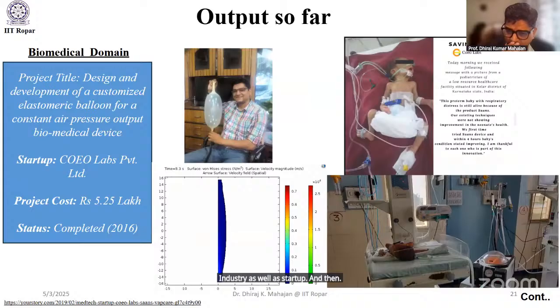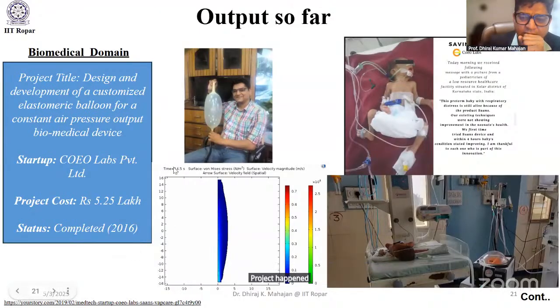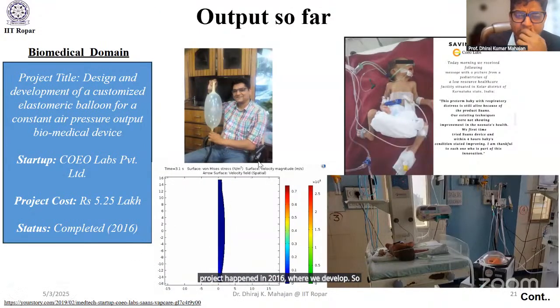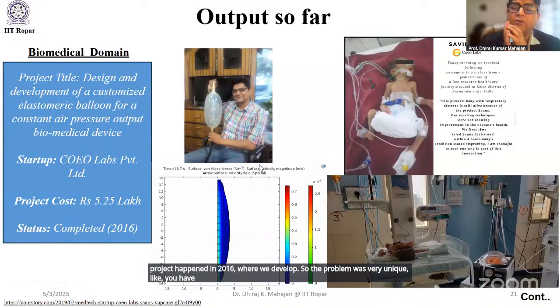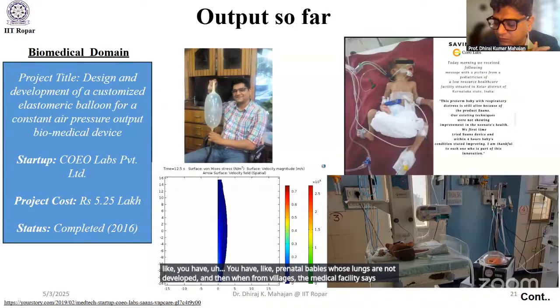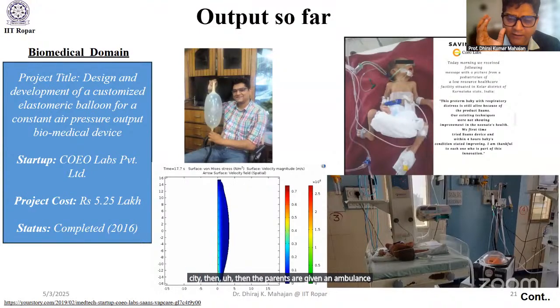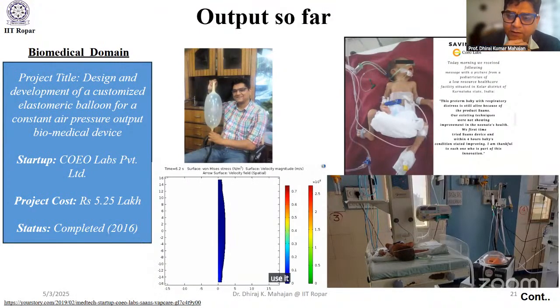And based on that, this is the experience sharing. My first startup project happened in 2016, where the problem was very unique. You have prenatal babies whose lungs are not developed, and when the medical facility in villages says you have to go to the city, the parents are given an ambulance and probably an ambu bag to pump air into the kid's mouth. But if the parents stop pumping that ambu bag for even 30 seconds, the kid loses breath or life.